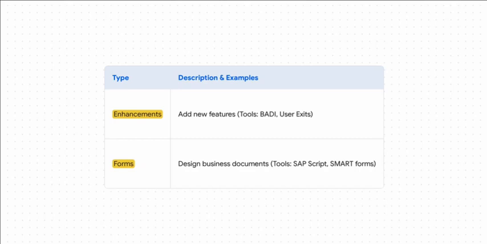So an enhancement is where the ABAPer adds new logic, like maybe a custom validation rule on a screen. Forms, on the other hand, are all about crafting the company's public face. The official invoices, purchase orders, or offer letters that actually go out into the world. They have to be pixel perfect.